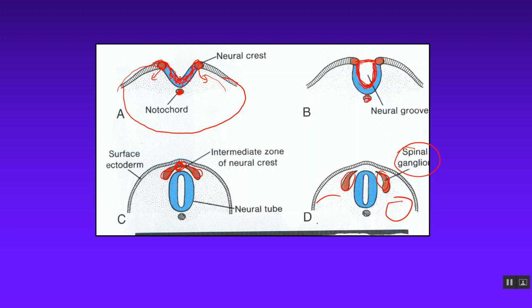The somites would be right in here, which they don't show. They don't show the somites, but the somites would be right in here, and they would kind of divide into their three different parts: the dermatome, myotome, and sclerotome.